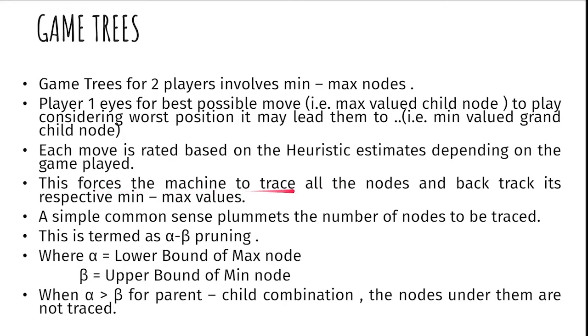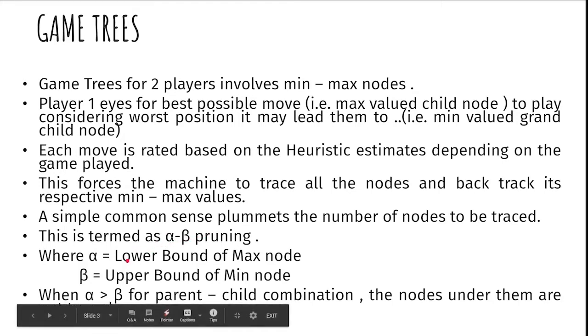This forces the machine to trace all the nodes and backtrace it so that the minimum and maximum values can be placed upon the respective child nodes and the parent nodes. A simple common sense which reduces the number of nodes to a very small value is called alpha beta pruning.